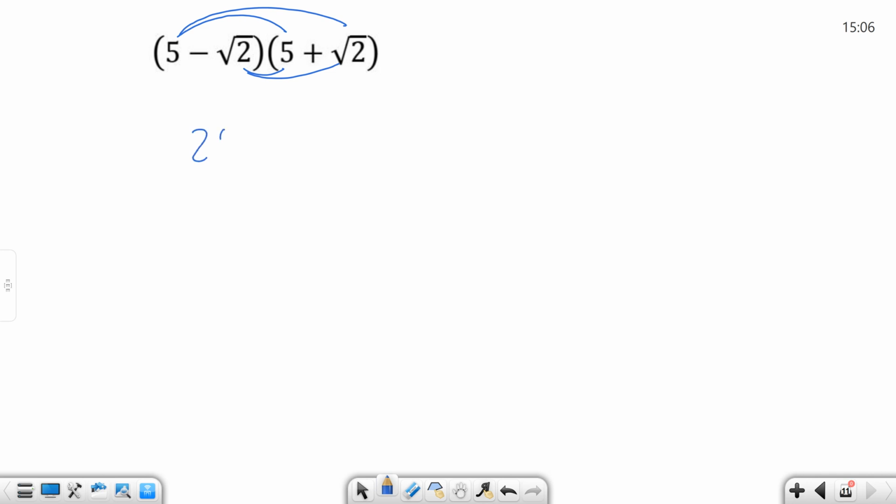So 5 times 5 is 25. And then 5 times positive square root of 2 is plus 5 square roots of 2. And then here, negative square root of 2 times 5 is minus 5 square roots of 2, right? We can't multiply those 5 and 2s because the 2 is under a radical, the 5 is not, on both those, outer and inner. And then a negative times a positive here. What's a negative times a positive? Well, it's minus. And then square root of 2 times square root of 2 is, that's right, 2.